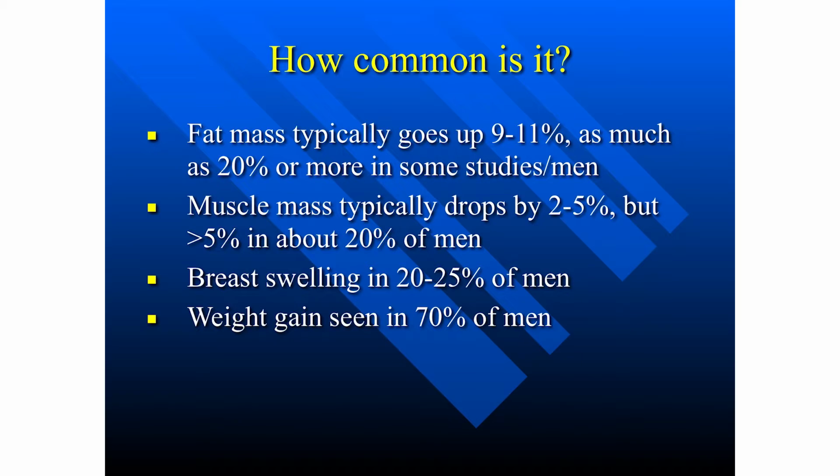How much do they go up? So the fat mass typically goes up by about 9 to 11%, but at least 1 or 2 studies suggested it may go up 20%, which is enormous. Muscle mass typically drops by about 2 to 5%, but in 1 in 5 men on ADT, the muscle mass will drop more than 5%. And 5% is an important amount of muscle mass drop because that is associated often with fatigue, increased risk of falls, decreased ability to perform day-to-day tasks, decreased exercise tolerance, etc.